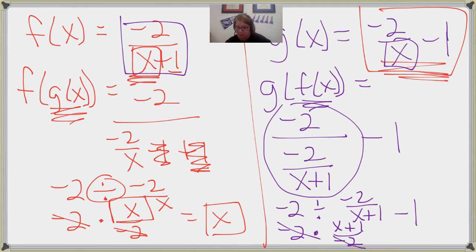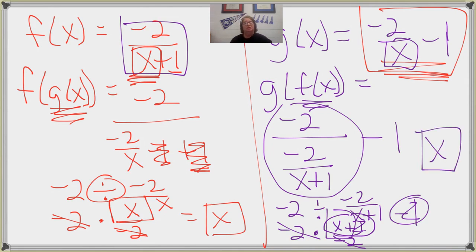Then we have this minus 1 out here. These cancel. Can you see that little purple? We have x plus 1 minus 1. What happens to the 1's? They cancel, and all we have left is x. So those are inverses. That is the process of verifying inverses by composition of functions.